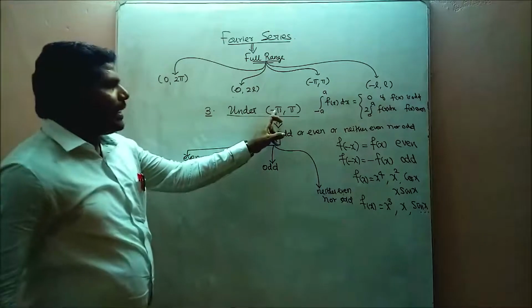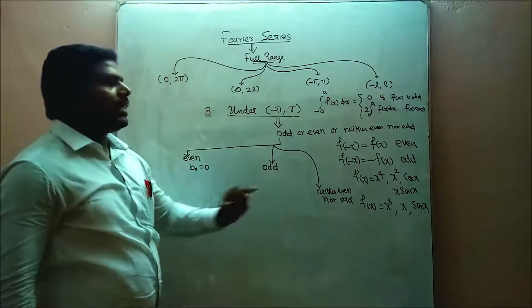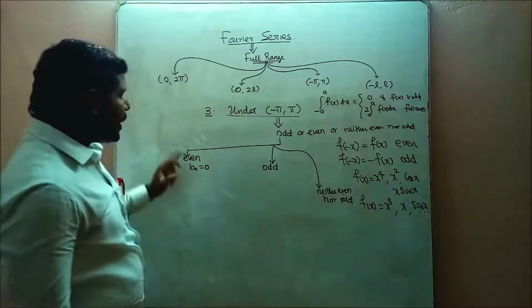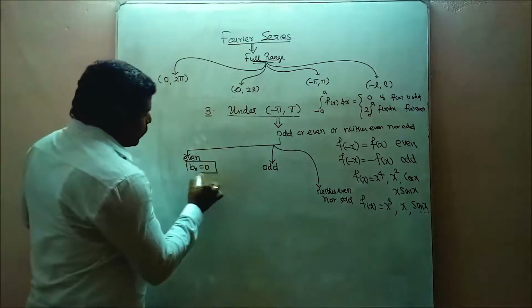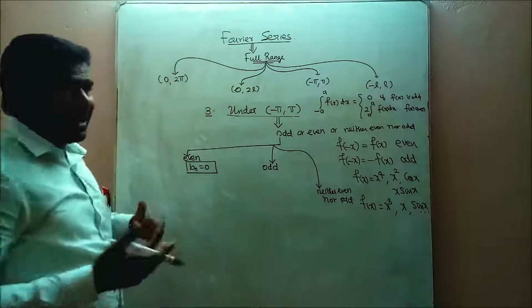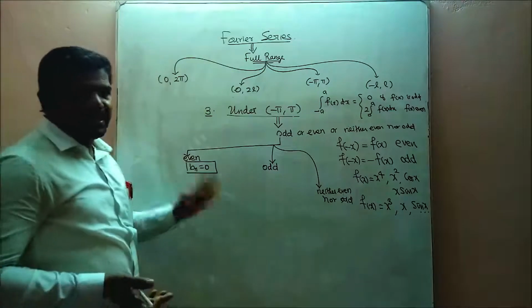இங்க interval minus pi to pi இருக்கறனால தான் odd functionா even functionா neither even nor odd check பண்றோம். So according to the property, directly we can take bn equal to 0. ஒரு even caseல நம்ம bn value கண்டுபிடிக்கணும்ங்கற அவசியம் கிடையாது. So directly we take bn is equal to 0.